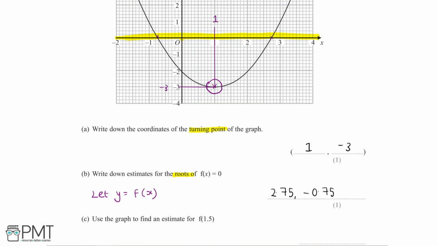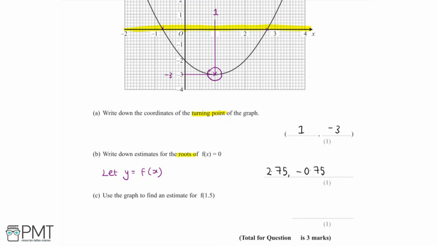And so we've written down the points at which the graph crosses the x-axis, which is exactly what part B was asking us to do, because these are the roots of f(x) equals 0. And so the answer to part B is 2.75 and -0.75.